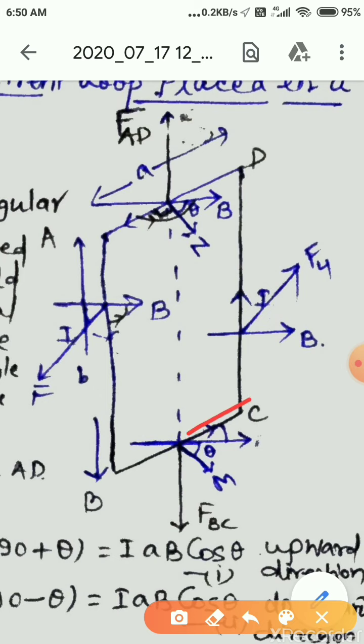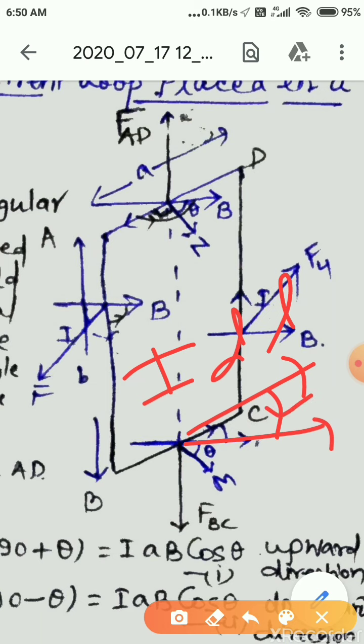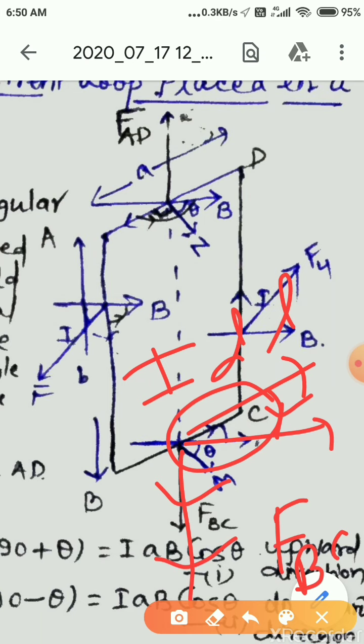This is the direction of I dL, this is the direction of B. So when we rotate a right-handed screw from I dL to B, it will be clockwise, so it will go down. So this will be the direction of force F_BC.